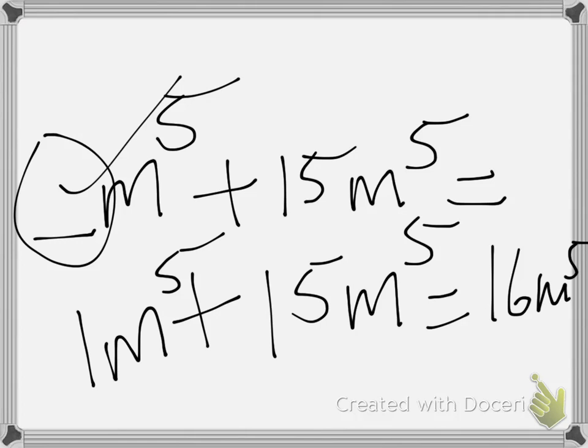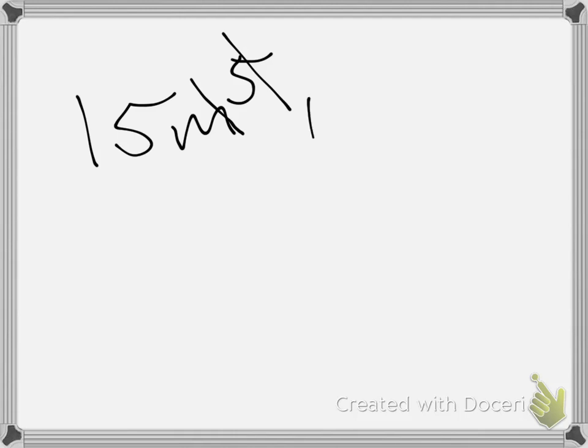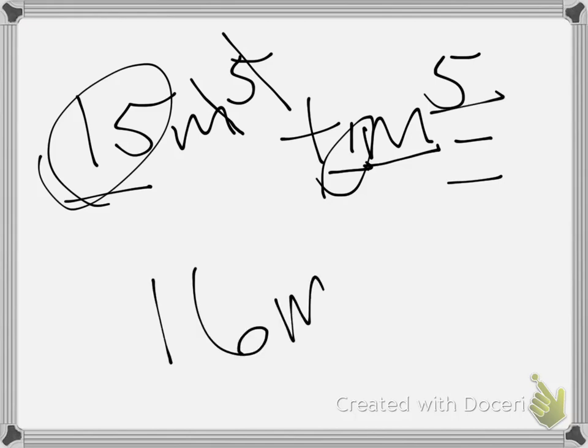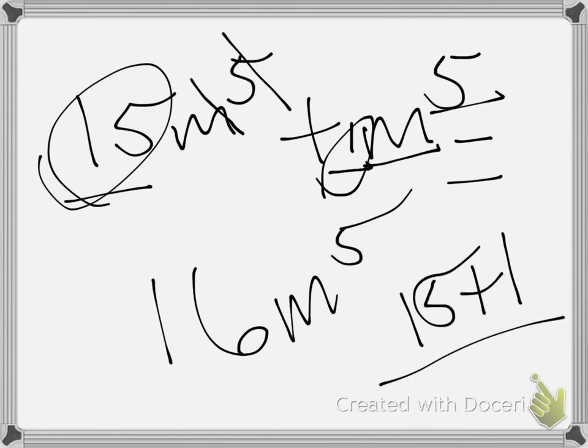So pretty much what you should be thinking is you can disregard the m and the 5. All you have to do is think about the number. The number is what you pretty much have to add, and at the end you can add the m and the 5, which is the variable and the exponent. So you're going to get 16m to the 5 because you're pretty much just adding 15 plus 1.